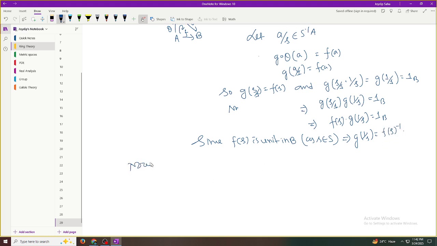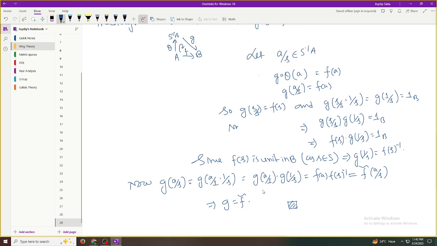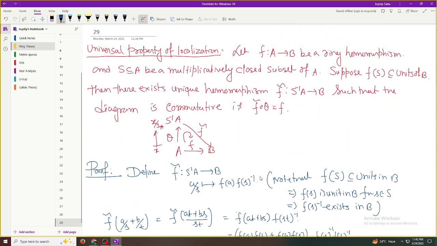Now g of a by s, what is this? g of a by 1 times 1 by s. g of a by 1 is f(a). What is g of 1 by s? f(s) inverse. That is what F tilde of a by s is. This implies g equals F tilde. Hence the proof. So this is the proof.